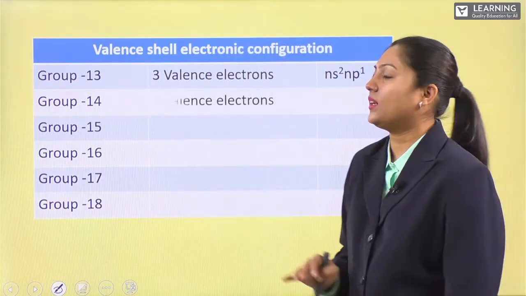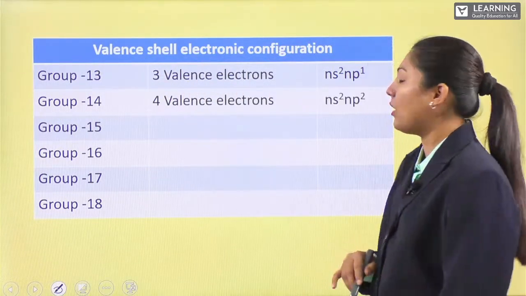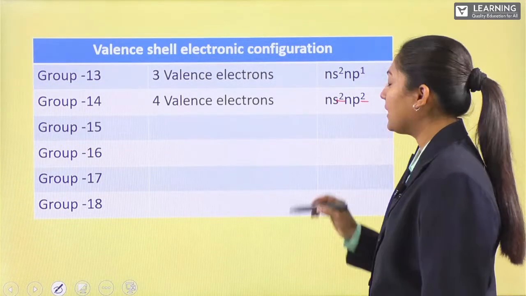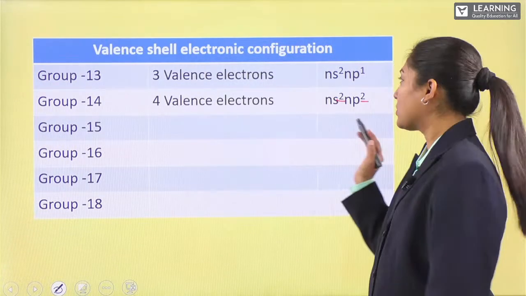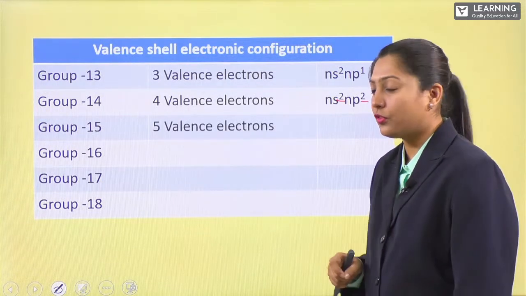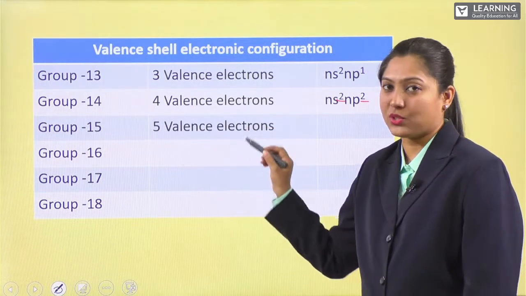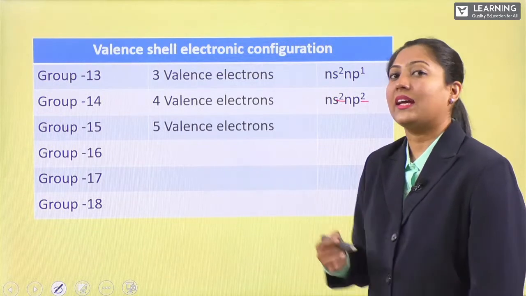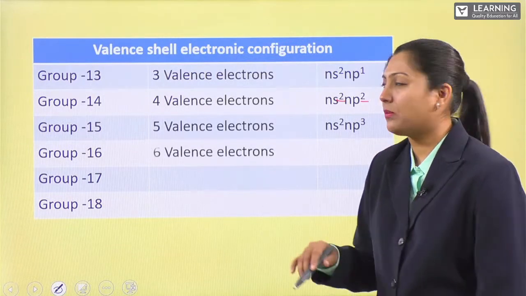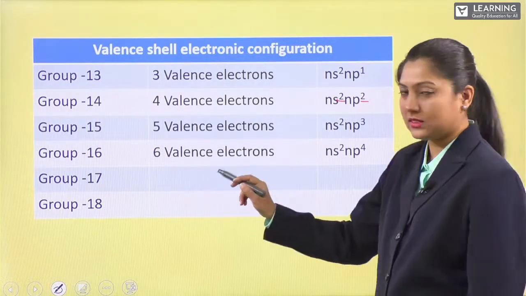Okay. Next one is group 14, where we have 4 valence electrons, with ns2 np2 as the electronic configuration. Next we have 5 for group 15. So the valence shell will have 5 valence electrons. How? ns2 np3. Got it? And the next, group 16, will have 6 valence electrons and ns2 np4, 4 plus 2, 6. Got it?